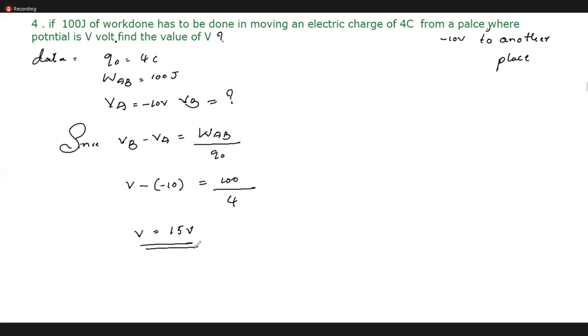So let me write it here: V is equal to 15 volt. Okay, is it clear, students? Can I go for the next question? Yes, ma'am. Okay, let me go for the next question. Please try to do it on your own. Fifth one, please take it down. An infinite plane sheet.